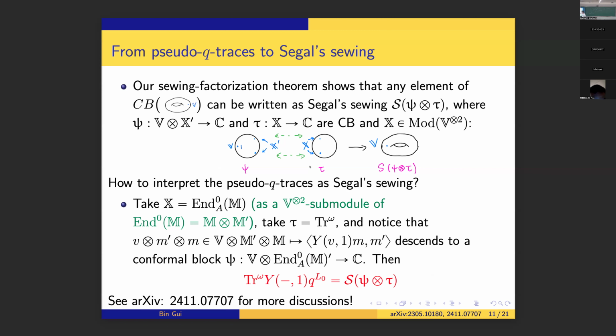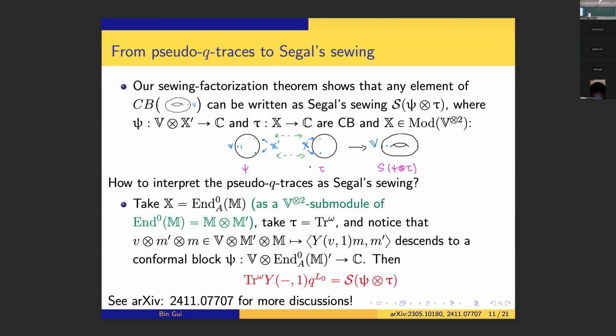So you can just take X to be this algebra, but now I view it not as an algebra, but as a V tensor V module. This tells you what you should take X to be in order to realize this pseudo-q-trace in terms of the pseudo sewing. And what about this psi and tau? For the tau, you just take it to be the pseudo-trace of omega. And what about the psi?